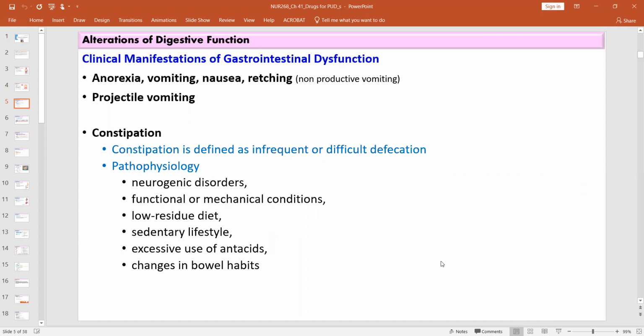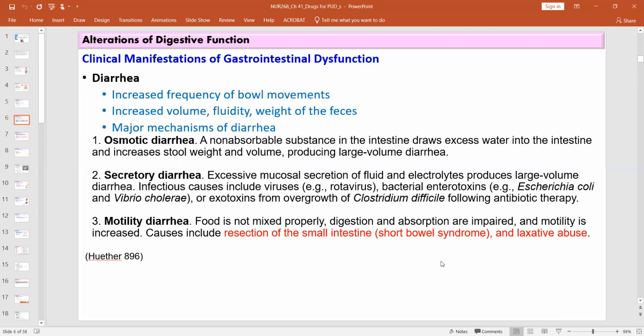Projectile vomiting is spontaneous vomiting that usually does not follow nausea or retching. Usually it's a sign of obstruction in the GI tract, or sometimes even patients with pyloric stenosis. With stenosis of the pyloric sphincter, they develop projectile vomiting. Constipation is defined as infrequent or difficult defecation. And here are some of the pathophysiology, factors or diseases that are associated with constipation.